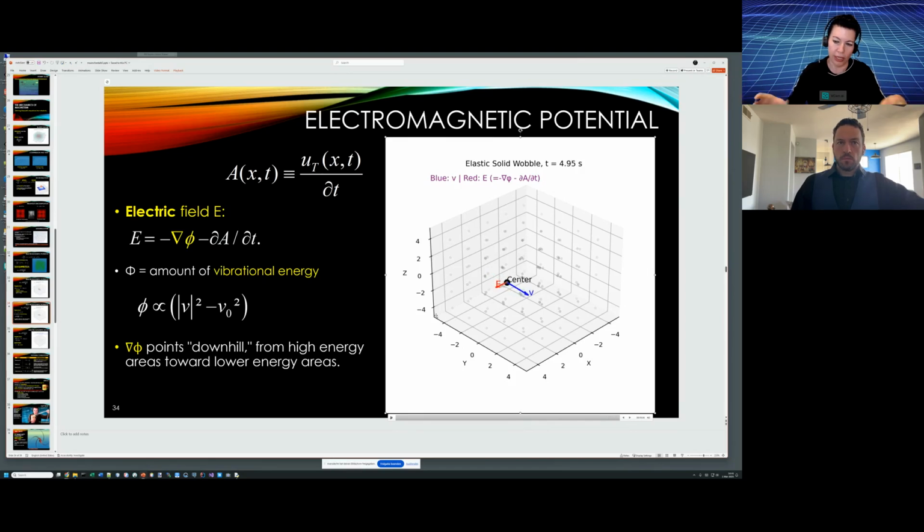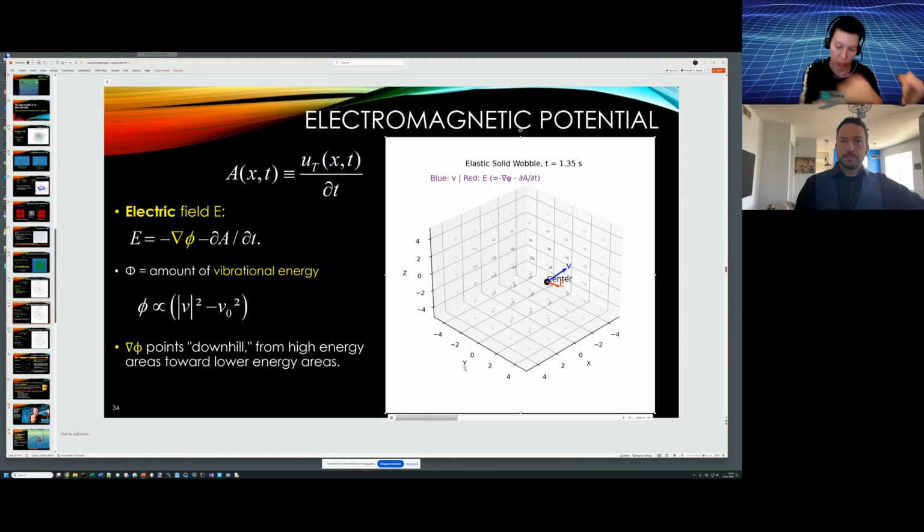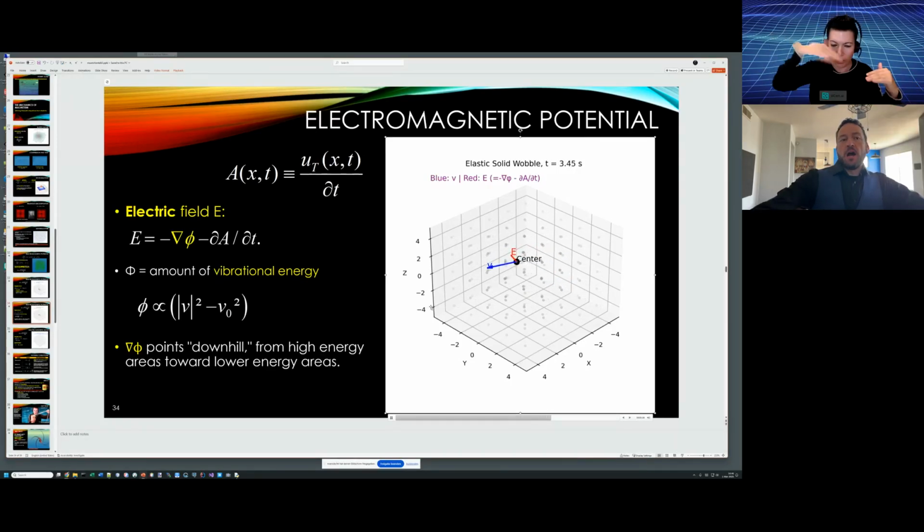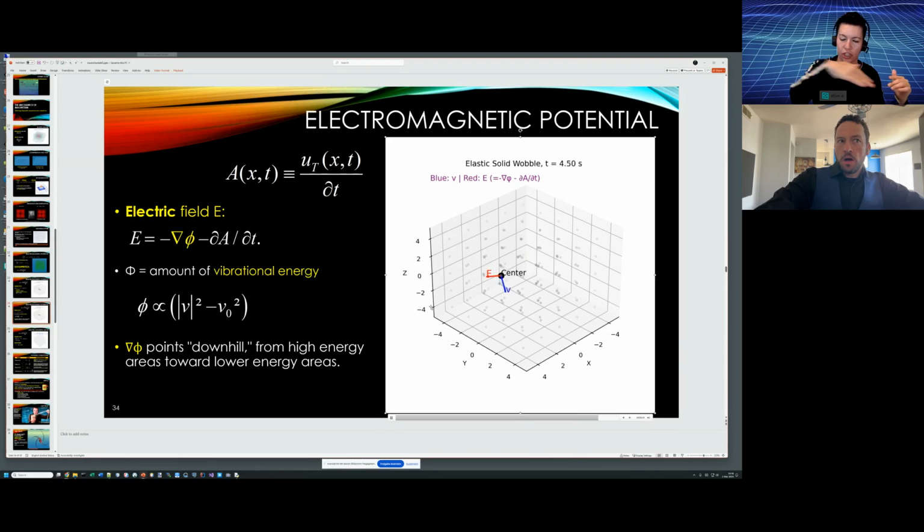So in the middle, we have more of this vibrational energy, right, than at the outside. And we define E as the gradient of this. So the gradient, well, how much do we go from lots of wobble to less wobble? Can you imagine that? So we have more wobble on the inside and less on the outside. That's the gradient, and that's what we call E. Okay. So it points downhill from high energy towards lower energy areas.